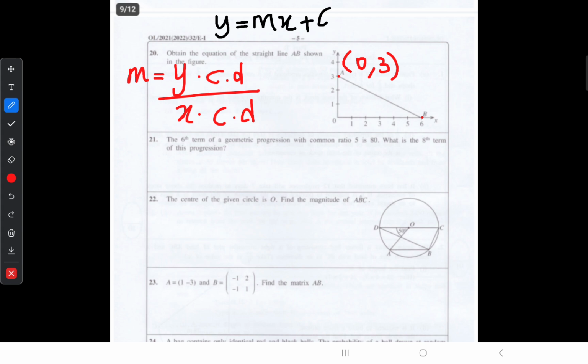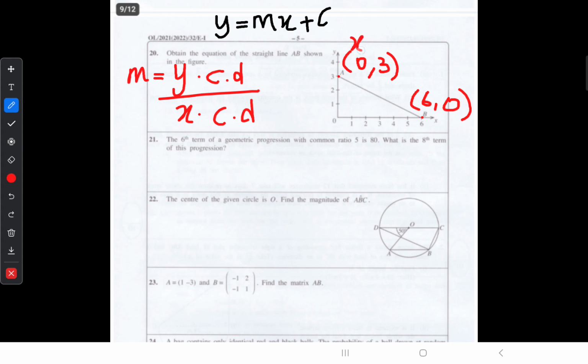Then we will find the coordinate of this point. That is going to be on the x-axis. It is located at 6, but there is no y value because it is located on the x-axis. So the x value equals 6 and the y value equals 0. These are our two coordinates.